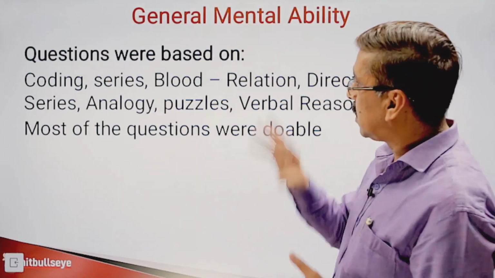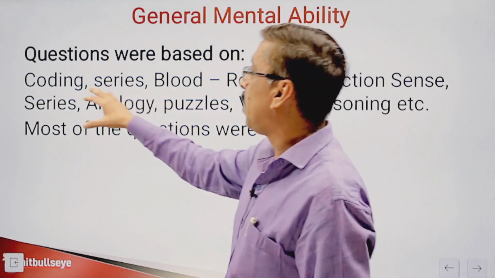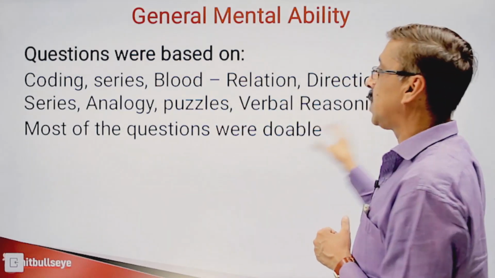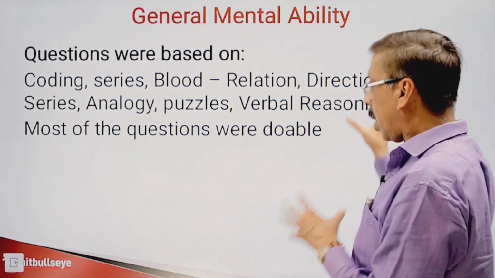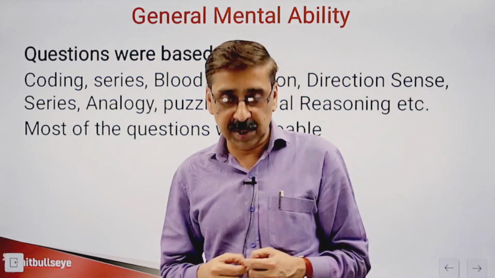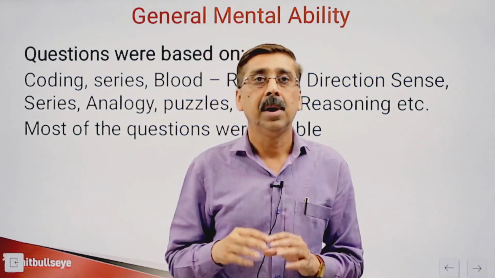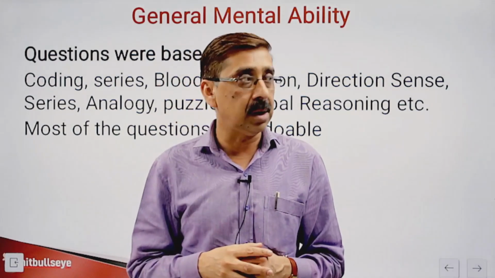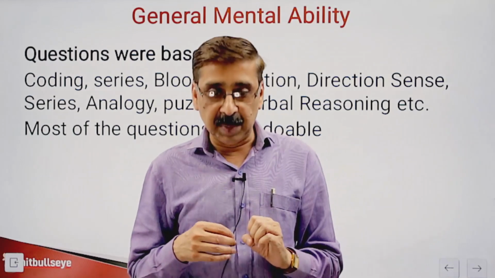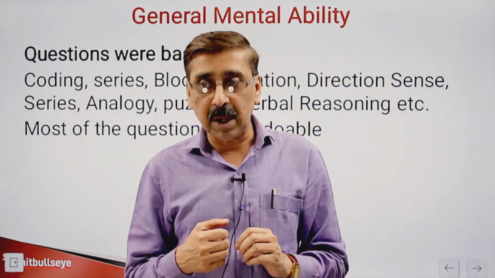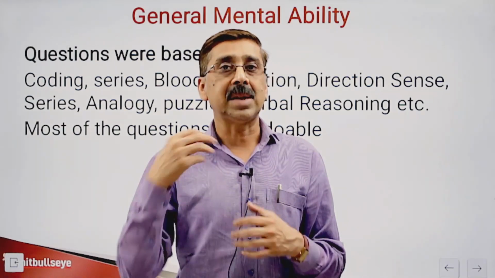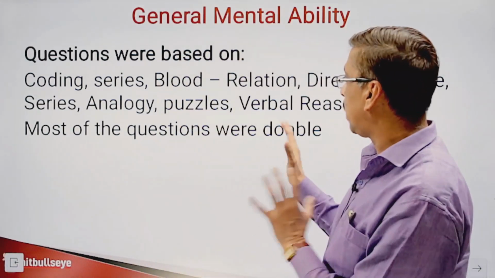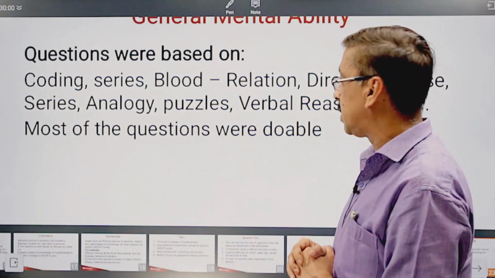Mental ability, this section of general test, questions were based on coding, decoding, series based, number series, alphabetical series, blood relation, direction sense, analogy, puzzle. Verbal reasoning means generally you'll find questions like statement argument, statement assumption, statement conclusion. A paragraph is given to us and we shall be asked which of the following can be inferred, which of the following will strengthen or weaken the author's argument. But only a few questions, only the traces of this particular topic verbal reasoning were there.